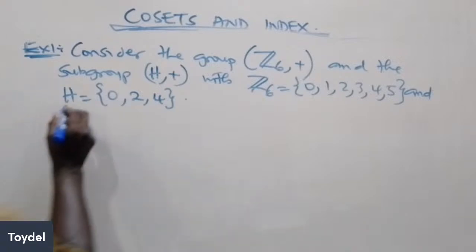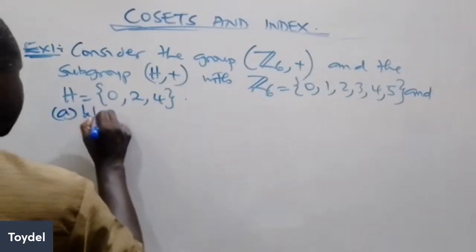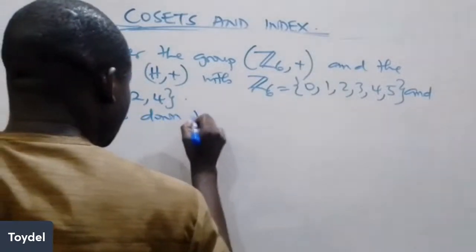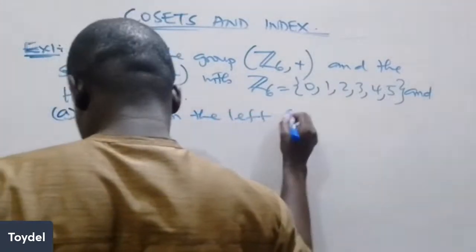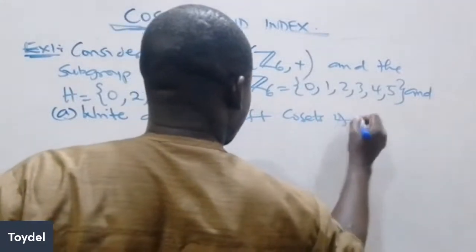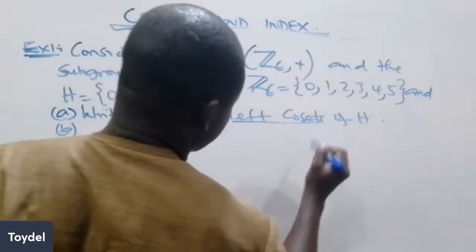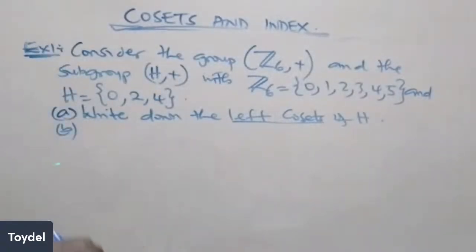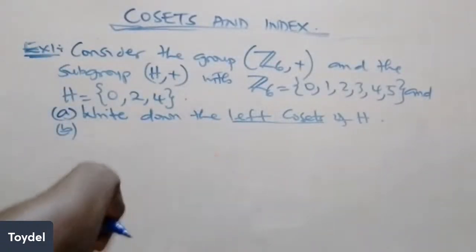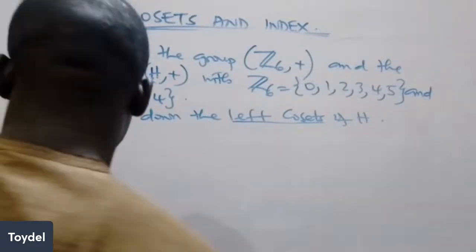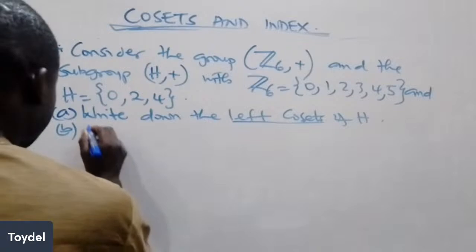So the first question now is that we have to write down the left coset of H. Of course, we are going to do the left. Then at your own leisure time, you can go ahead and do the right. Still the same thing. It depends just on the element from the group. When you place it by the left, it is the left coset. When you place it by the right, it is the right coset. So you can do that on your own.